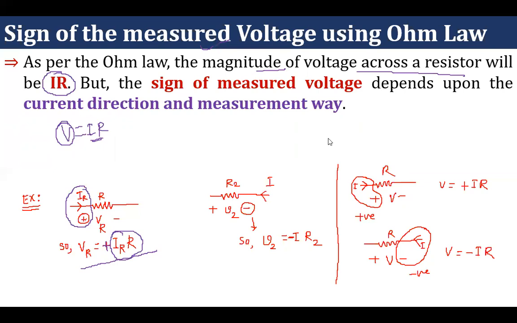Here also, how much will be the V2? We know that as per Ohm's law, magnitude will be I into R2. There will be no difference in the magnitude. Okay, what will be the sign? So we just have to see how current is entering. Current is entering the negative sign of this measurement, and that's why we have to put minus sign over here. So if current is entering the plus sign, positive voltage. If it is entering towards the negative sign, it is negative voltage. So V equal to minus I into R. I hope it is clear.